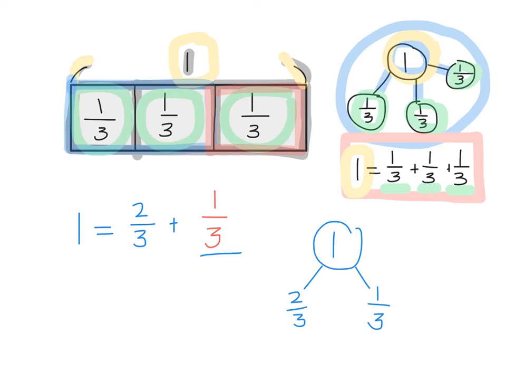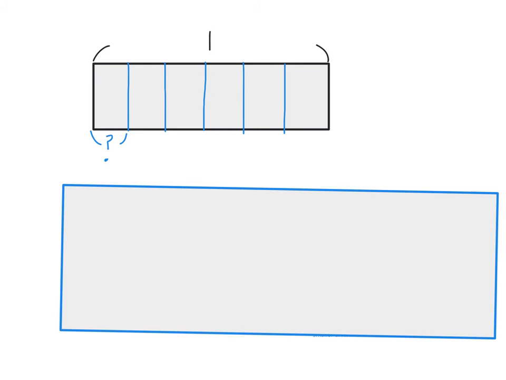I can show that on my tape diagram by drawing brackets and showing that this is 2/3, and this part is 1/3. We're basically going to be decomposing or breaking apart wholes into different combinations of fractions. Okay, this time the whole has been divided into how many equal size sections, you guys? 6, right? So that means that this is 1/6, this is 1/6, this is 1/6, this is 1/6, this is 1/6, and this is 1/6.